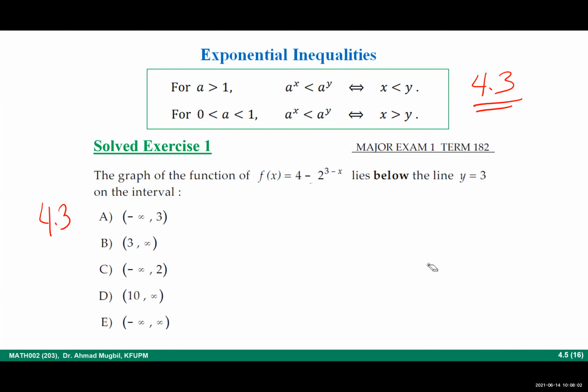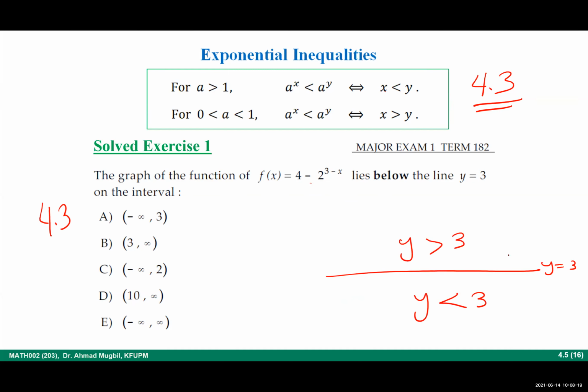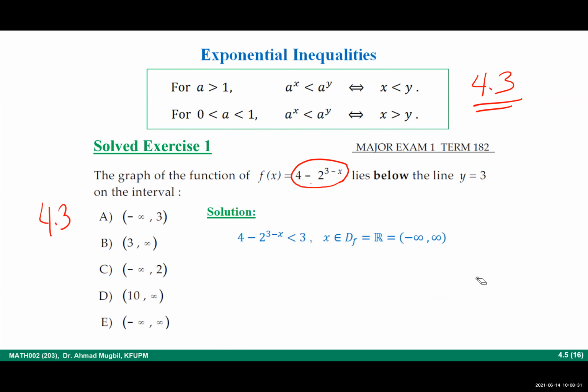But there is a better way. You know, shabab, this is the line y equals 3. Below means here. Here y is equal to 3. Here y is less than 3. Here y is greater than 3. So what we will do, we will just put y less than 3. What is y? This is y. So we will solve just this inequality, and we will use this idea to solve it.